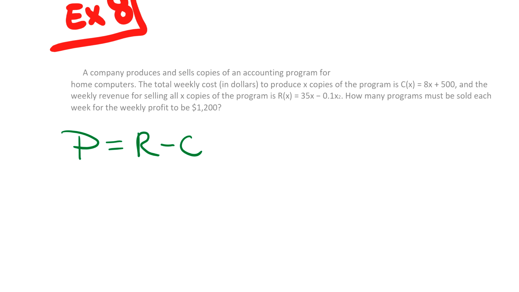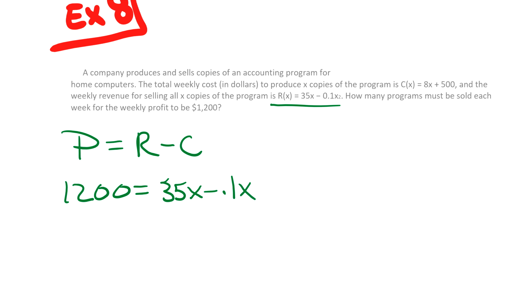So they're looking for the profit to be $1,200. P is the profit, so that's going to be 1,200. That equals the revenue, and the revenue is explained as R of X, which is 35X minus 0.1X squared. And that's the revenue minus the cost. Minus the cost, and the cost is here, and that's going to be 8X plus 500.